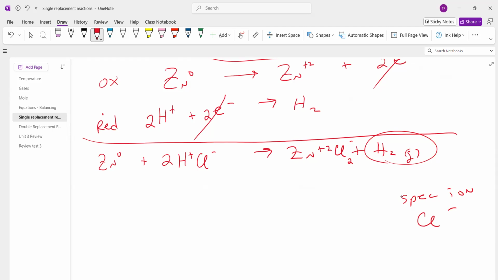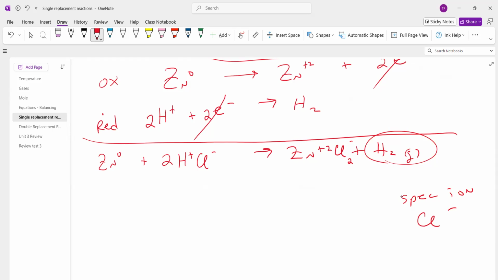Well, zinc is a metal, so you know it's solid, except for mercury. Mercury's not a metal. I mean, it's a metal, but it's liquid. That's the only one. So if it's a metal and it's got a zero superscript, it's solid. Now you can put an S there.